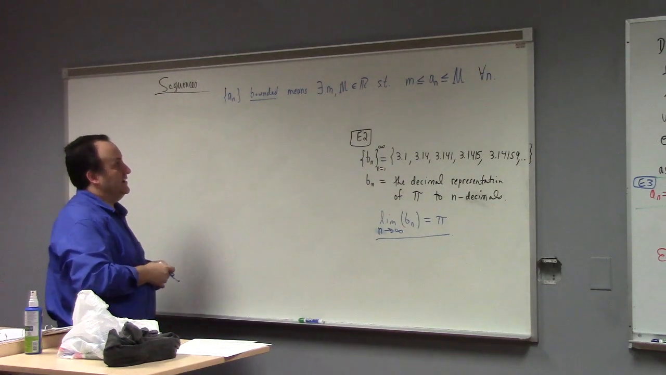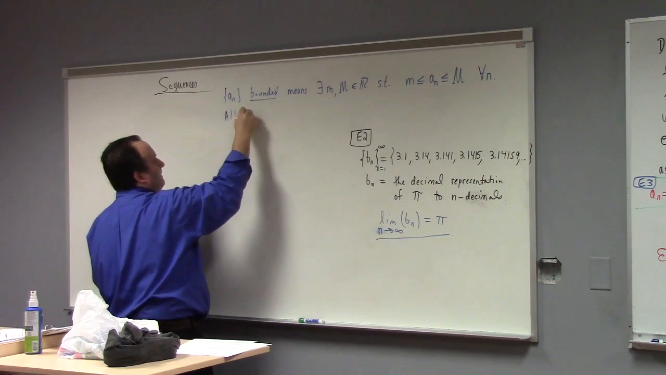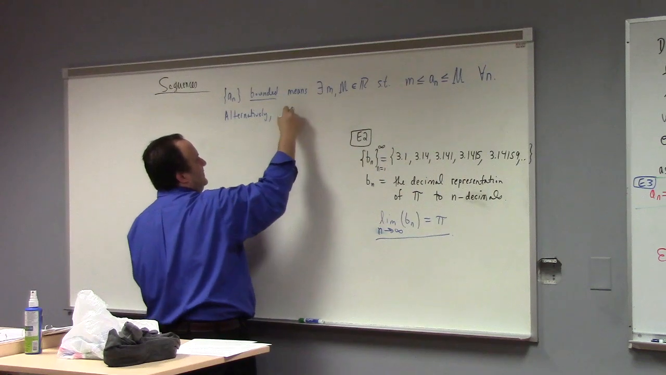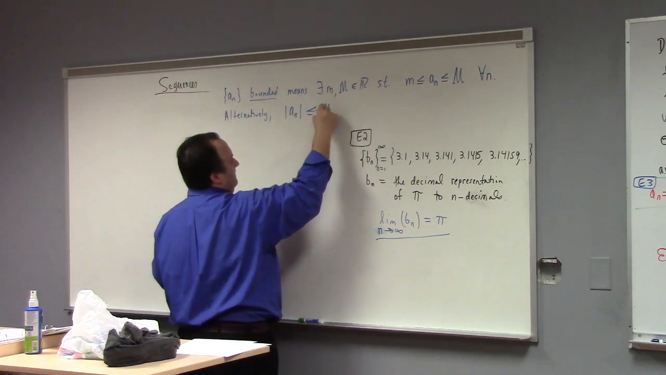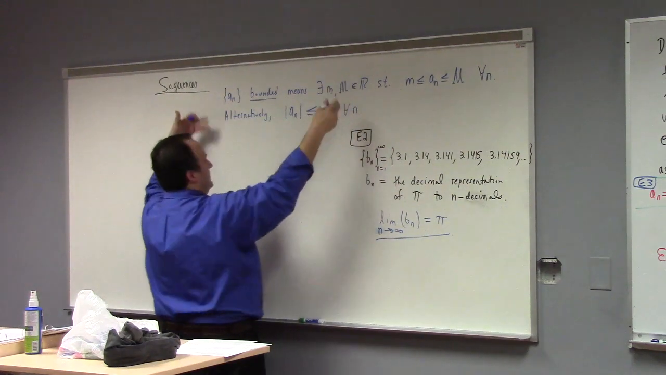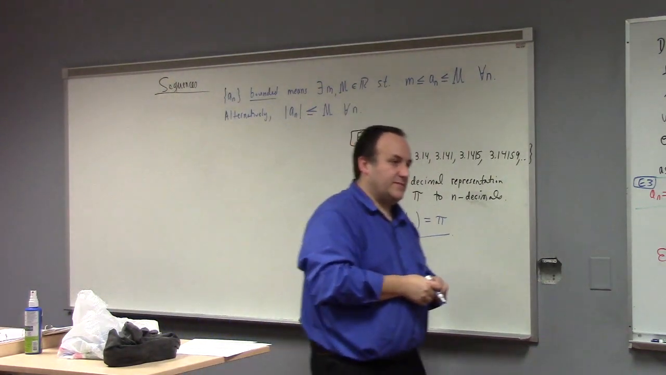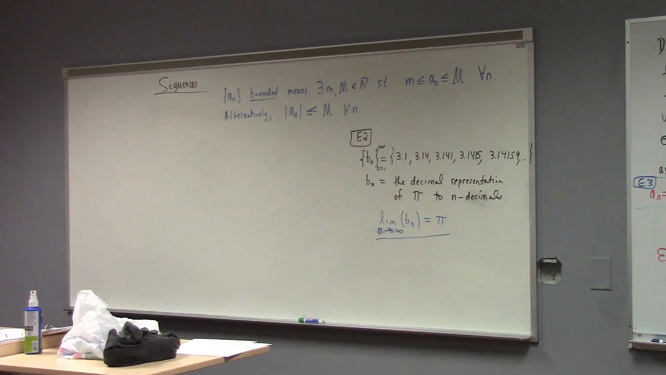So this is bounded. Alternatively, you could say bounded means this: the absolute value of A sub n is less than or equal to some m for all n. So you can do either this or that as your definition of bounded. Different people use different ones, but they're equivalent, okay? They're equivalent.